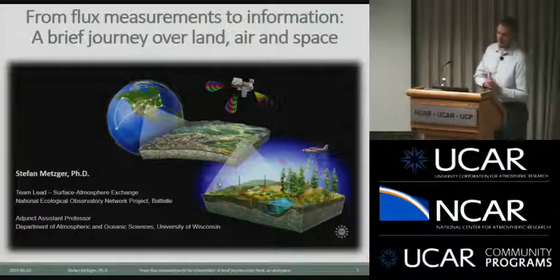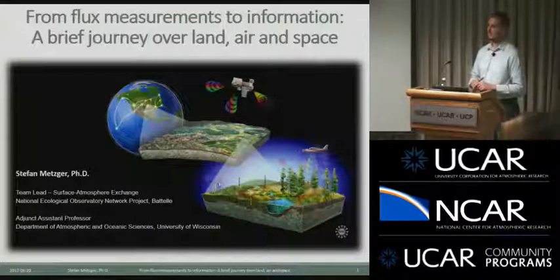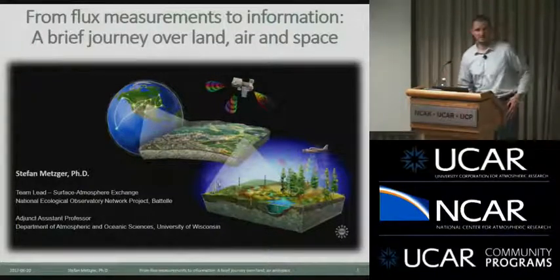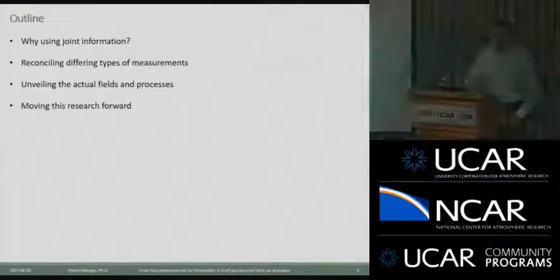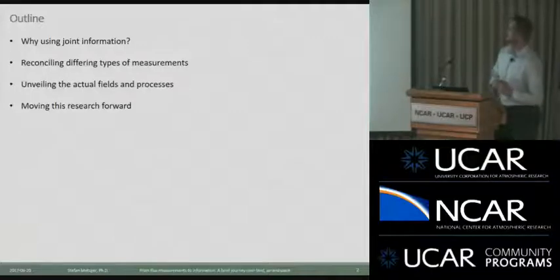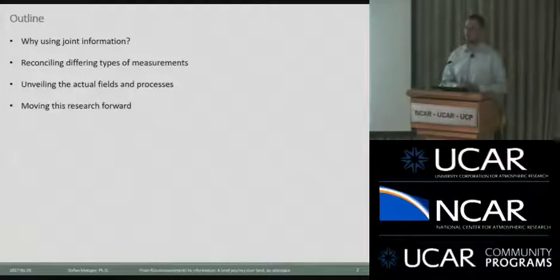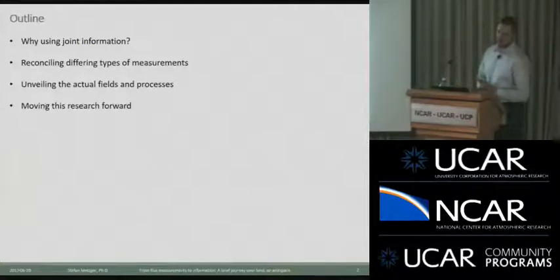What I'm going to talk about today is from flux measurements to information, a brief journey over land, air, and space. Sounds grand. Let's see what's behind it. A quick outline. Why do we want to use joint information? It's one of the topics we're going to address. We have many types of different measurements, how to reconcile them. We're going to follow up with that. How can we use different types of measurements to unveil actual fields and processes in the atmosphere or surface based on observations? And in the end, a brief outlook on how we could move this research forward.